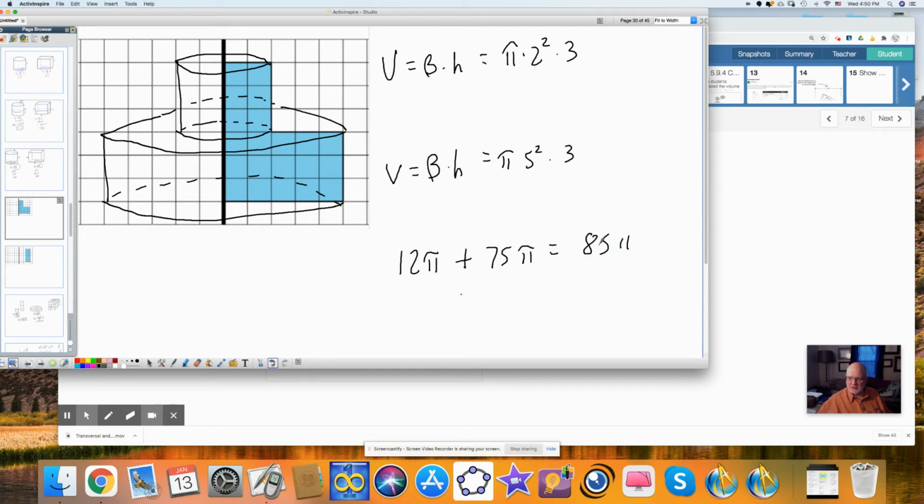And if I wanted to get a decimal approximation for this, I could plug this into a calculator. But this is going to be my answer. It's going to be in centimeters cubed.